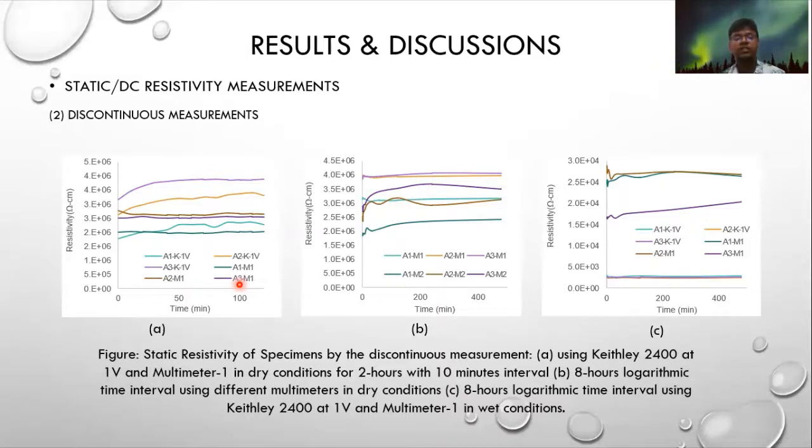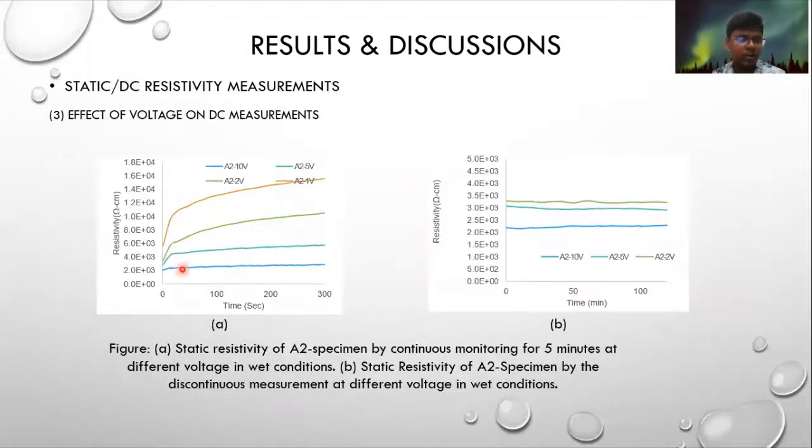So with different instruments, our specimen is showing different resistivity values. It is because we don't know the instruments' voltage. We only know it for the Keithley, but for multimeter 1 or multimeter 2, it's very difficult to know the voltage. To validate these issues, we also observed the effect of voltage on DC measurements. In both continuous and discontinuous monitoring, with the increase of the voltage, the resistivity is decreasing. For continuous monitoring, it's increasing over time, while for discontinuous monitoring, it's showing an almost consistent value.